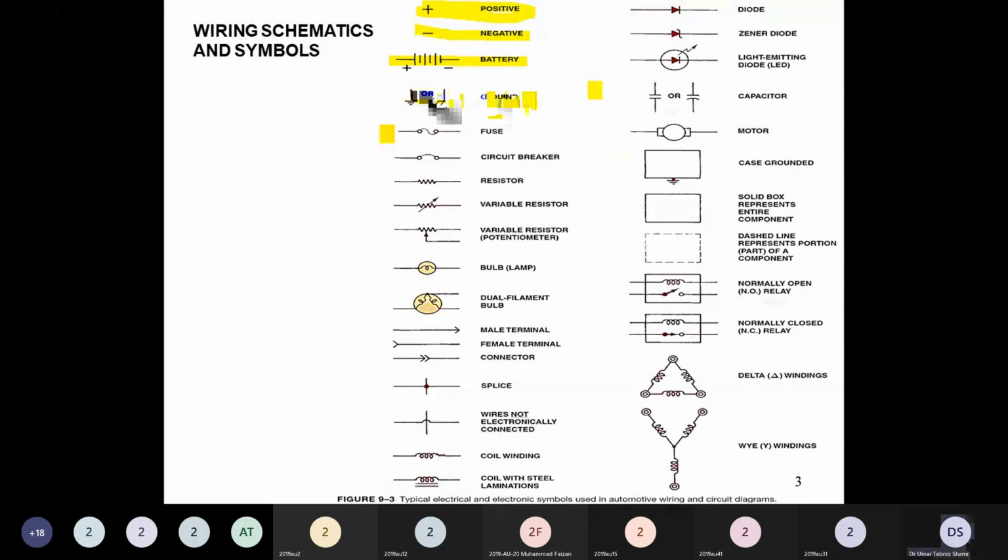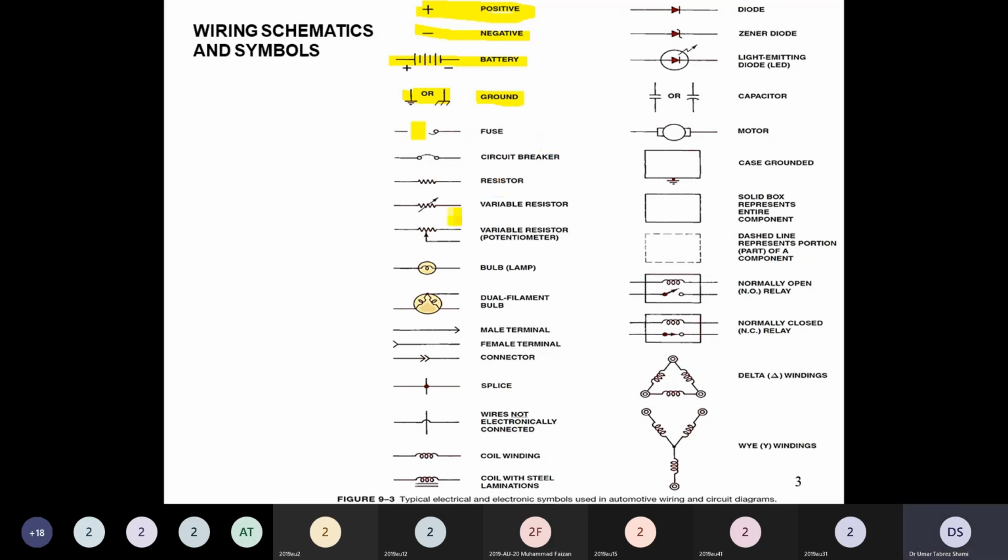And what is the definition of a ground? Ground is the electrical point in a circuit whose voltage potential is 0 volts. This is the definition of the ground. That point in a circuit whose electric potential is 0 volt is called the ground.